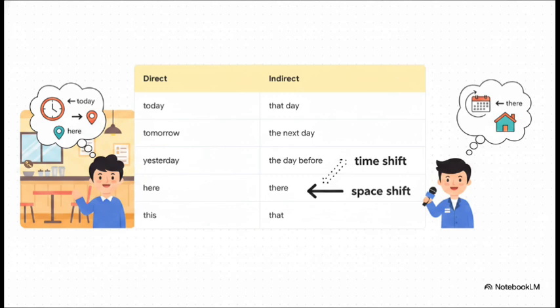Tomorrow becomes "the next day." Yesterday turns into "the day before." And this applies to physical space too. If they said it here while sitting in a coffee shop, but you're reporting it later at home, "here" becomes "there." "This" becomes "that." We are translating their local reality into our distant reality.